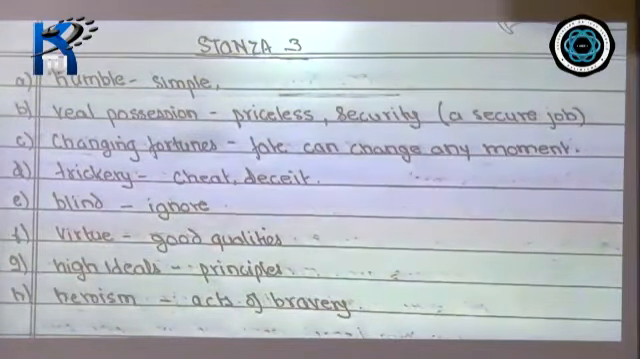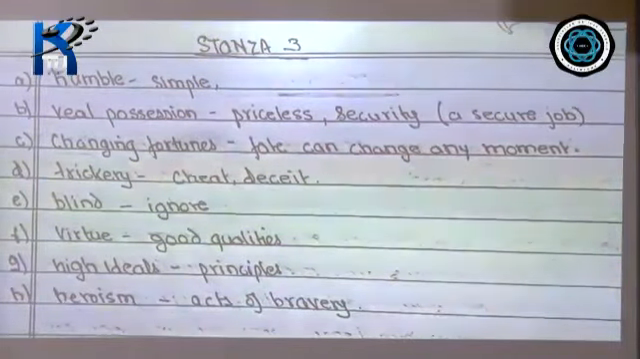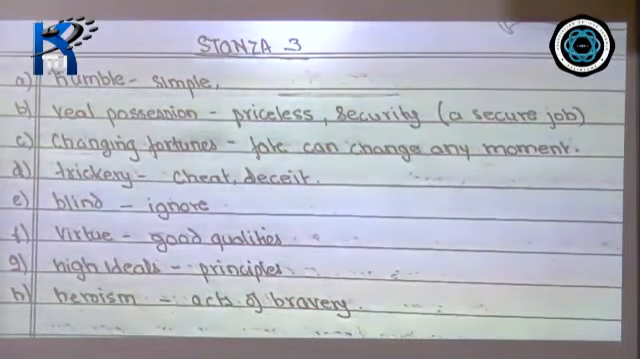But let this not blind you to what virtue there is. Many persons strive for high ideals, and everywhere life is full of heroism. You should not be blind. You should not be ignoring the high good qualities that there are in others.